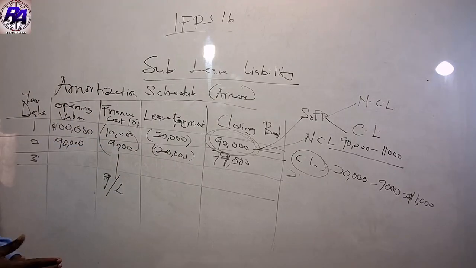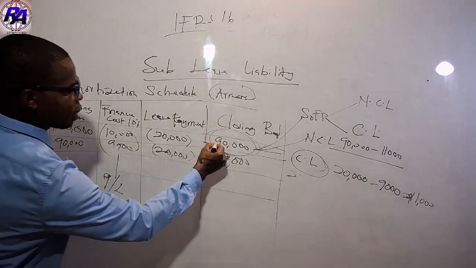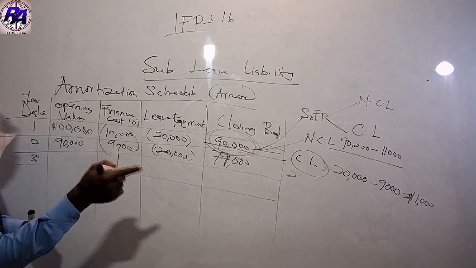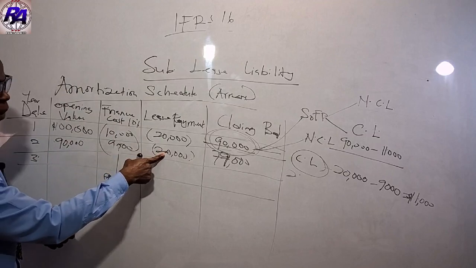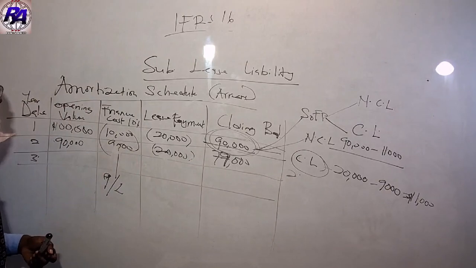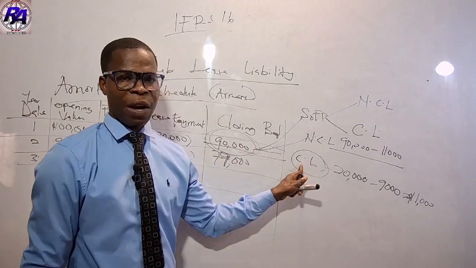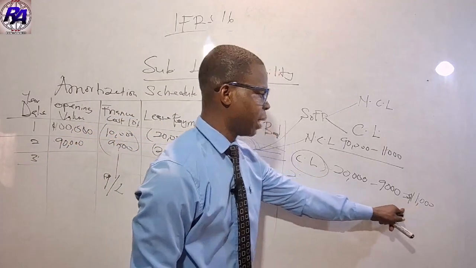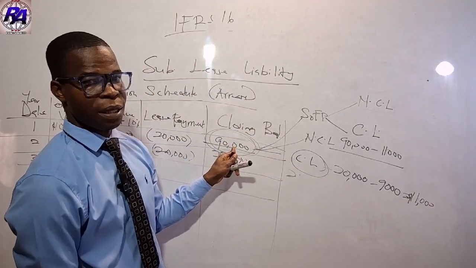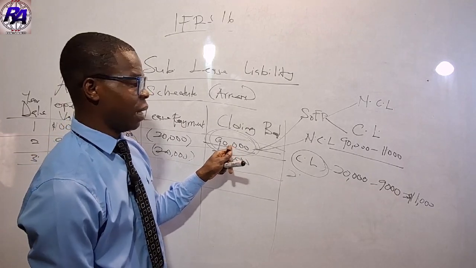So I'm going over again. If you want to get the current and non-current liability, you go to the next year, take the periodic lease payment of 20,000, and take away the finance cost from it. Once you've done that, you get what you call the current liability. Now take the current liability from our total closing balance of the lease liability.